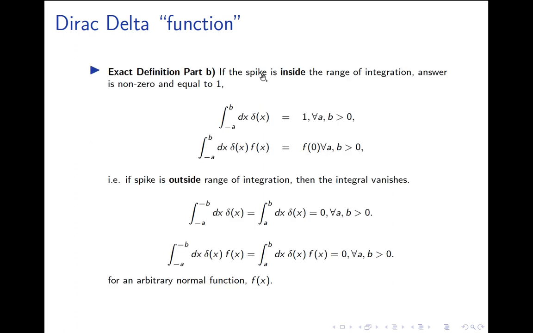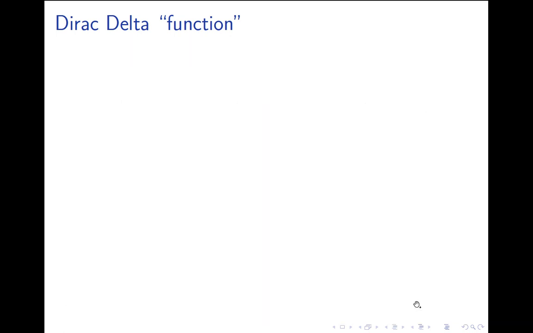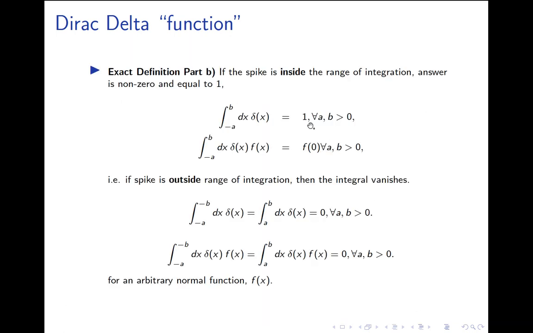So this is the exact definition, part B. Now, let's say this delta function has been defined within an integral from minus a to plus b. So somewhere here, from minus a to plus b. Now this tells you that this is equal to 1 if a and b are positive. So that is this interval.